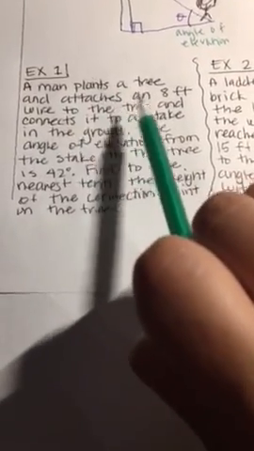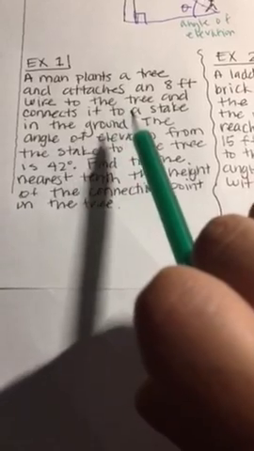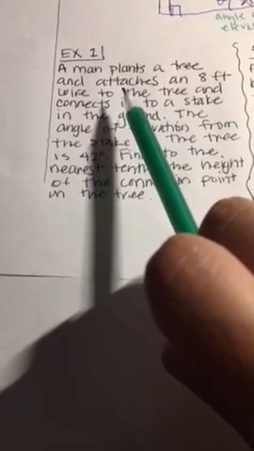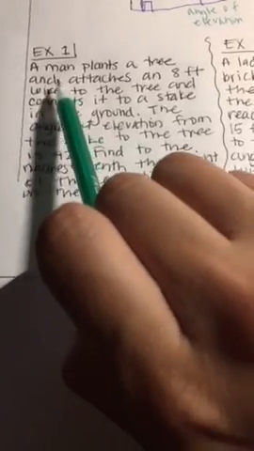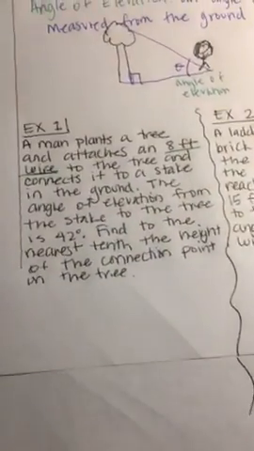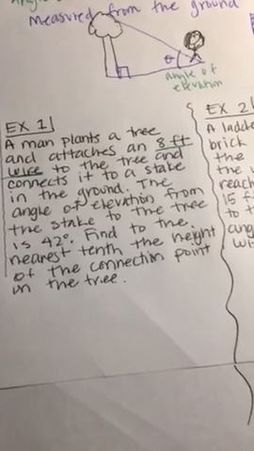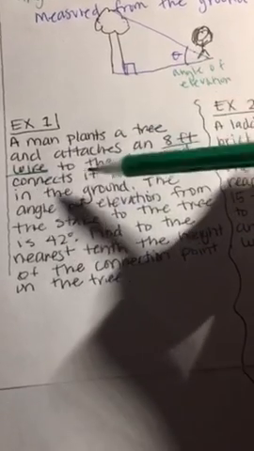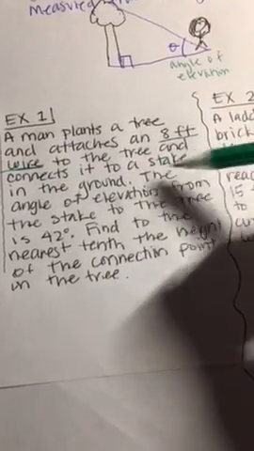So a man plants a tree and attaches an 8-foot wire to the tree and connects it to a stake in the ground. So a man plants a tree. Is that important to me? Not really. I want to underline what's important. He attaches an 8-foot wire to the tree. Do you think that's going to be important? Probably so. So an 8-foot wire is connected to the tree. He has a tree, he gets this 8-foot wire, he connects it to the tree and connects it to a stake on the ground.